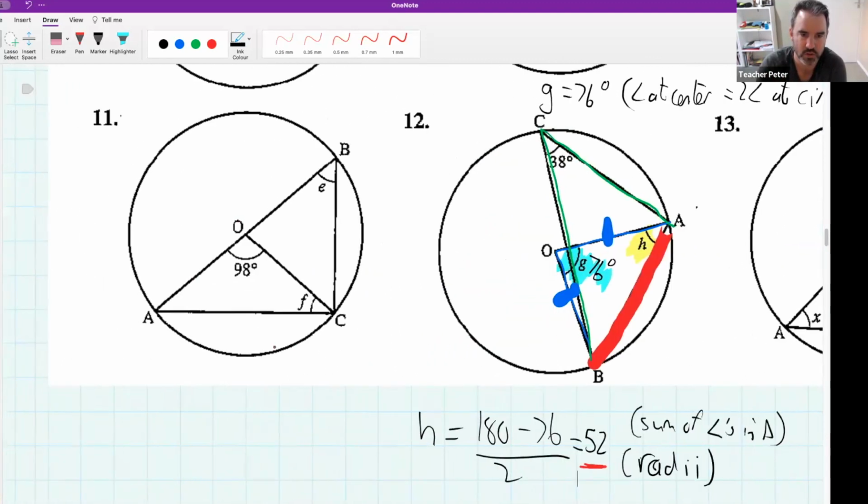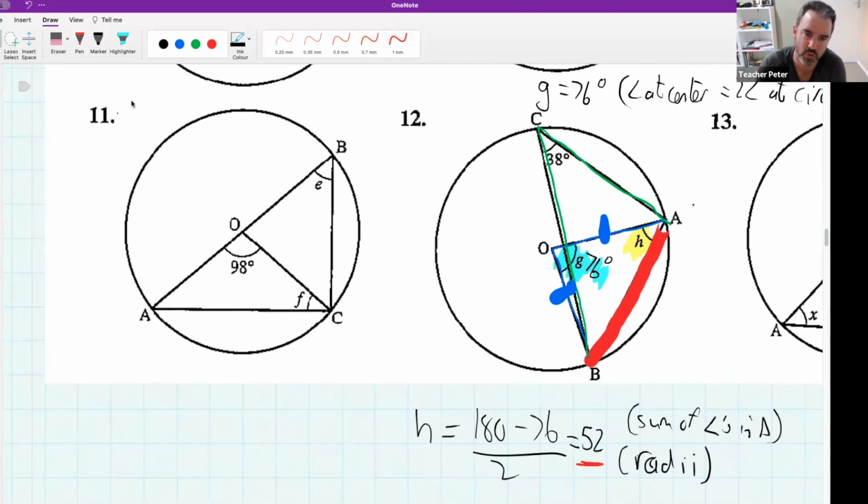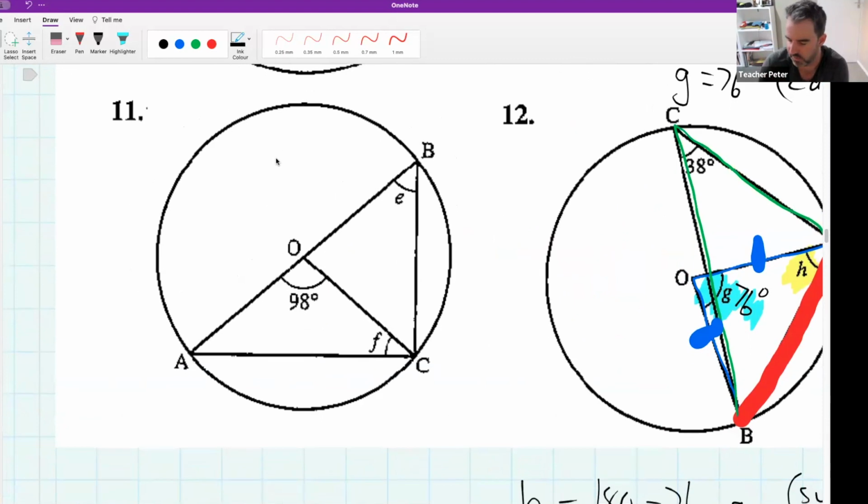Let's do this one. So can you do 11? So for number 11, you are going to help me try and find what is E and what is F. And it's the same ideas. There's a couple of ways you could do this. It's not the only way you could do this, but there's a couple of ways you could do this.